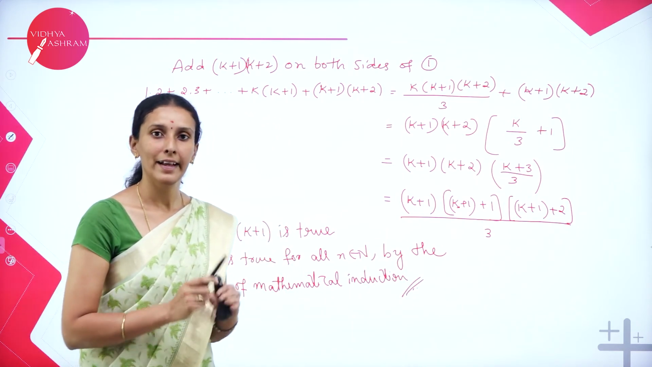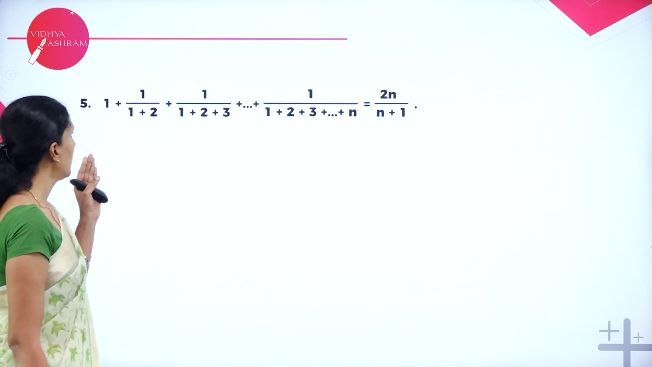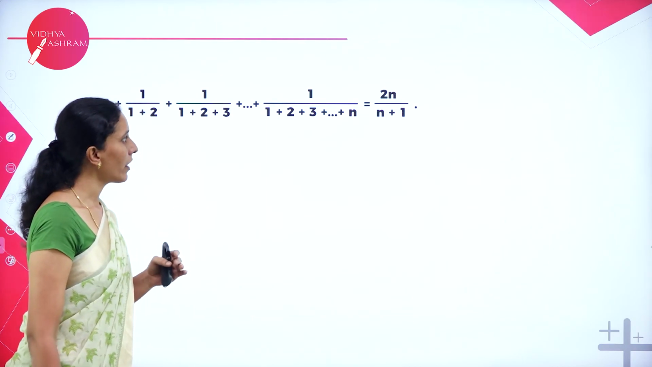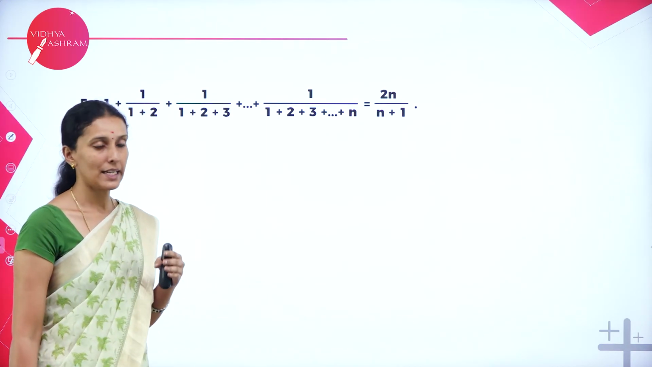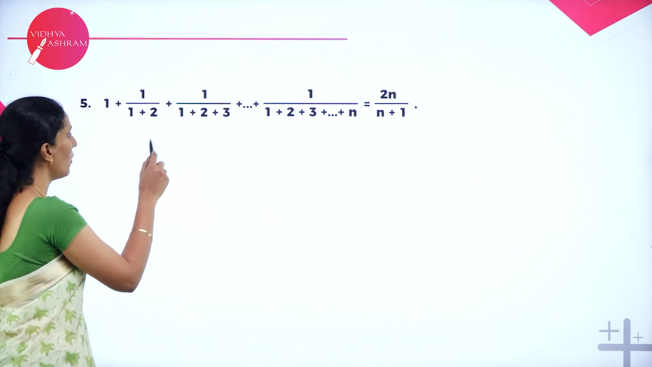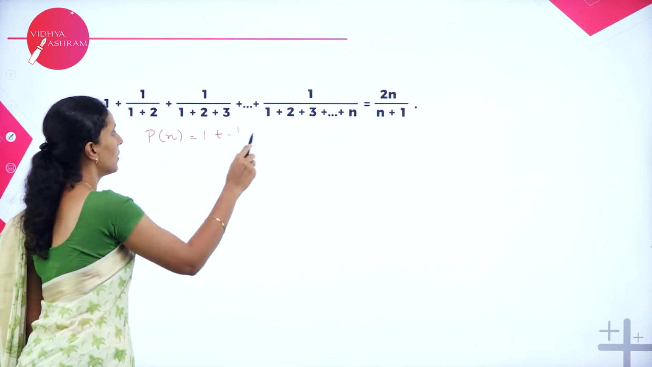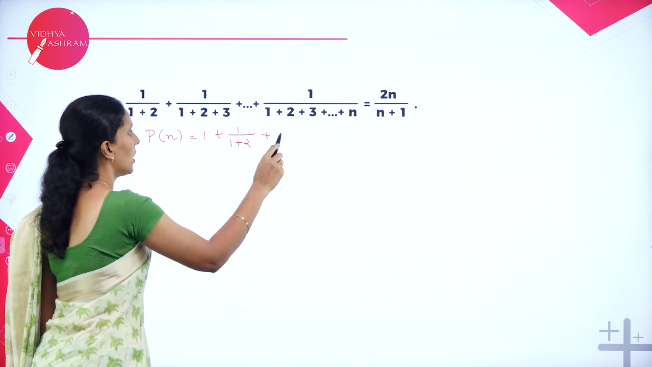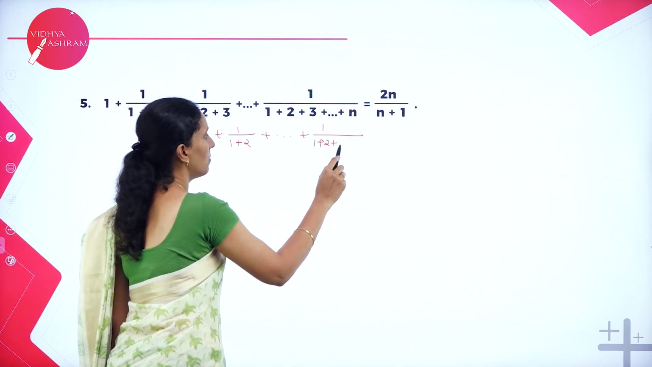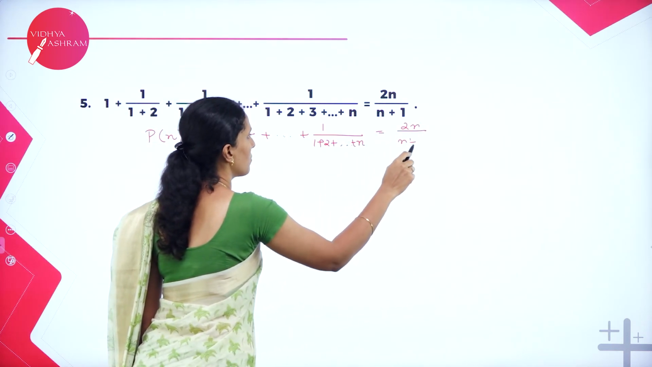So this is how we can conclude the given statement. Next we have 1/(1+2), 1/(1+2+3), etc., 1 divided by (1+2+3+...+n) is equal to 2n divided by (n+1). Now let us take this as P of n: 1/(1+2) + etc. + 1/(1+2+...+n) = 2n/(n+1).